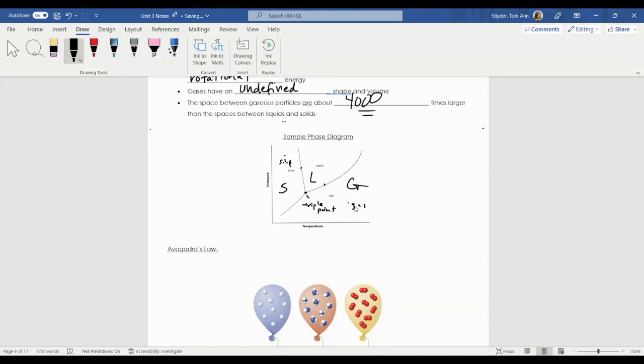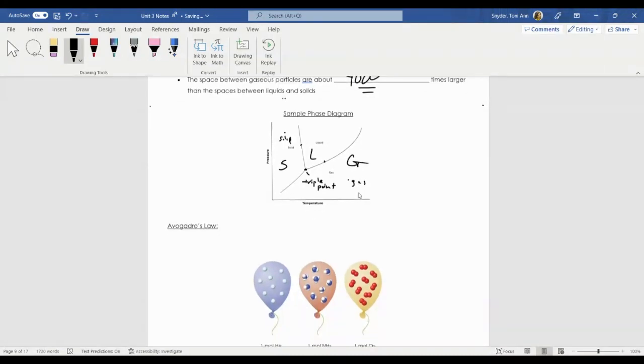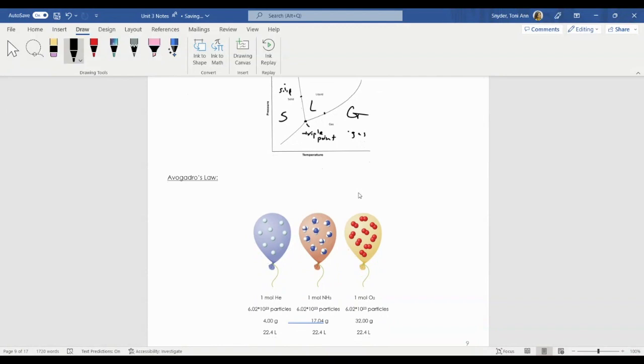Would be a cool lab if I thought a little bit harder about it. But anyway, that's a cool lab. We can see all three states of matter for CO2 at a very specific pressure and temperature. This brings us to Avogadro's law.